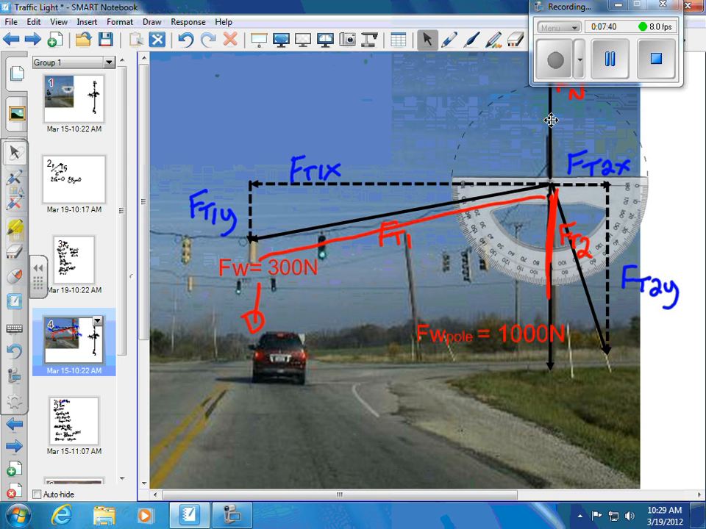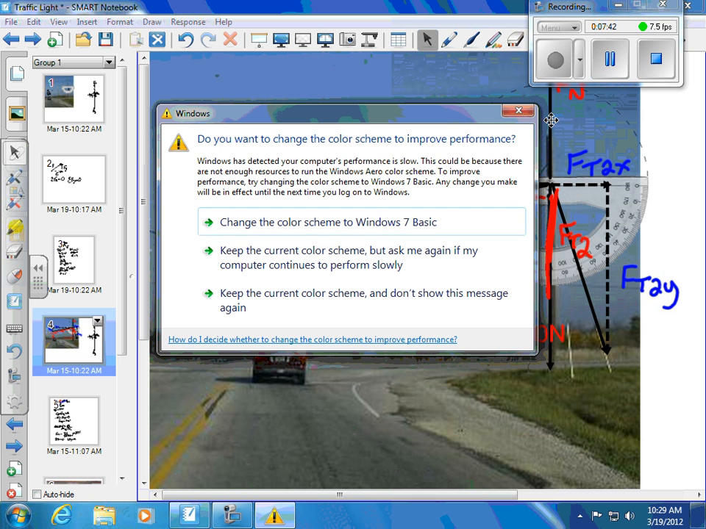So why is it negative? Because it's in the left direction. That answer is for F1x, right there. With me so far? And then we solve for this one right here, because everything's equal to 0.